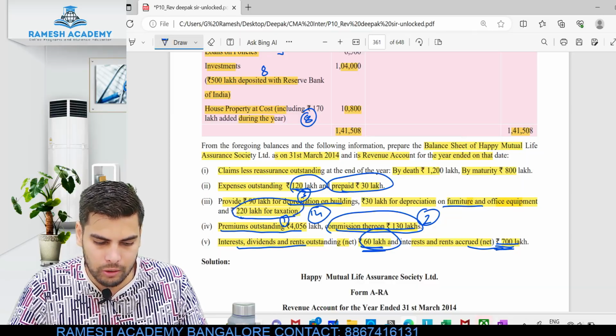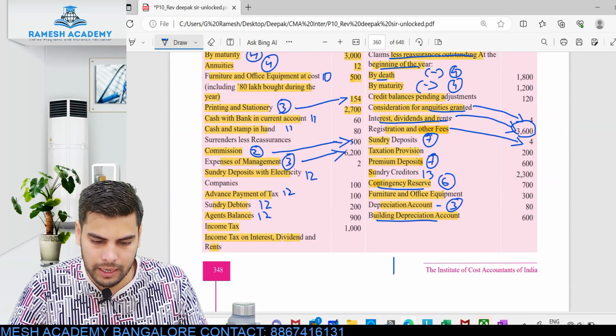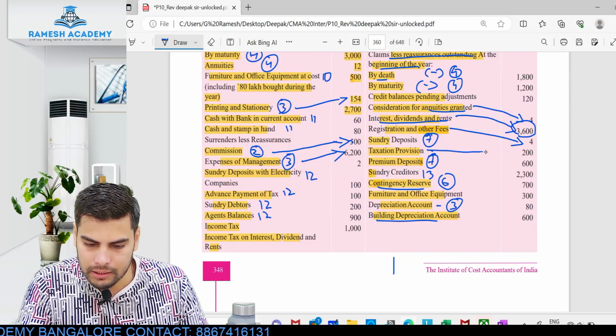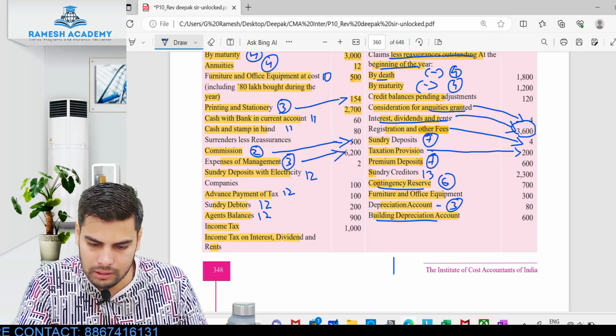Okay, 220 lakh rupees for provision. Is there any other information relating to provision for taxation? Look at this. Here also we have got provision for tax. I think there's again an alignment problem.